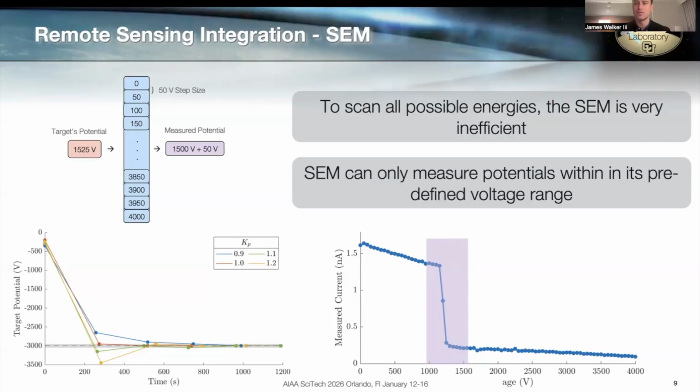And this leads to very inefficient and slow control. The main reason being, in order to perform the secondary electron method, we only need to determine where that steep drop-off in current is. So we really only need a couple of measurements above and below the target potential, indicated by this purple region here. Any other values found for the voltage sweep don't actually factor into the calculation of the target potential. So performing that huge, massive voltage sweep is very inefficient because it doesn't play into the measurements.